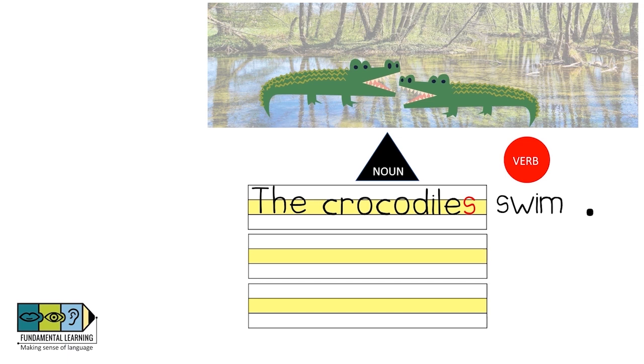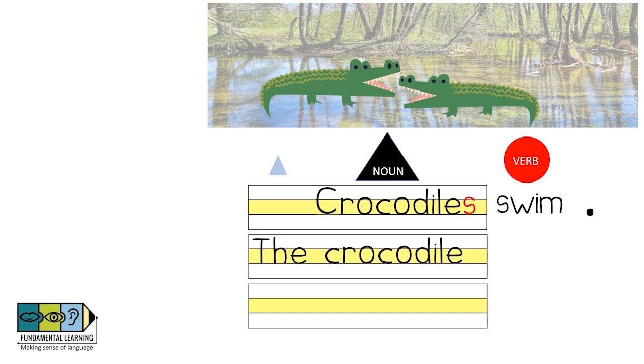I could also add something before crocodiles. The crocodiles. The crocodiles swim. The is an article. That's a type of determiner. Some nouns require a determiner, like an article, in front of them in order to be complete, but plural nouns do not require this. If we add the in front of crocodiles, we would do so to communicate that we're referring to specific crocodiles and not crocodiles in general. I can just have crocodiles.